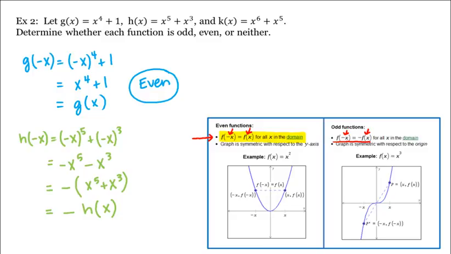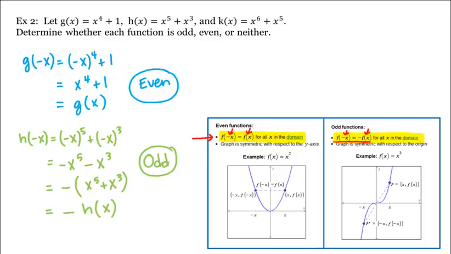Therefore, the second statement over here is true for f equal to h, which means that h is an odd function. That is, plugging in opposite x values yielded opposite y values.